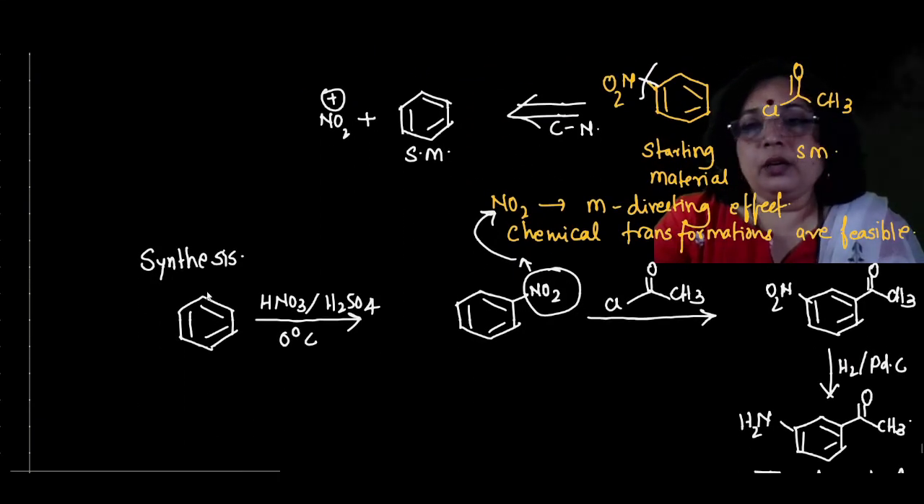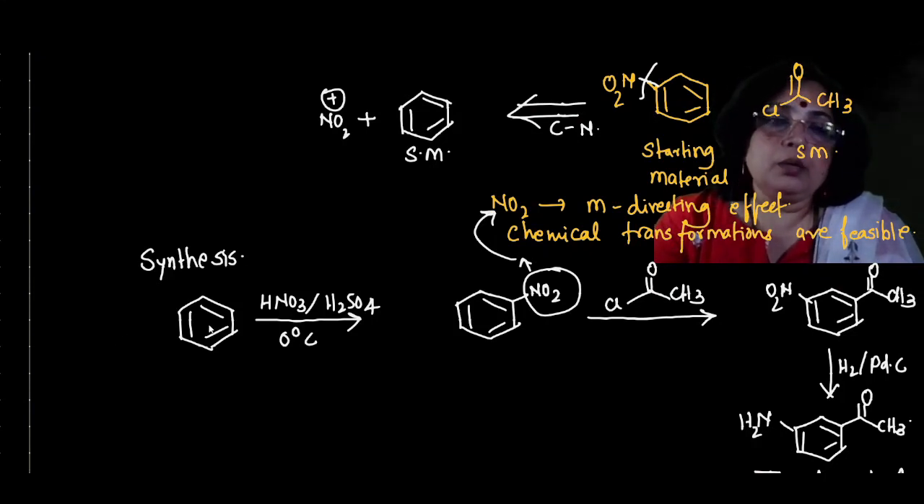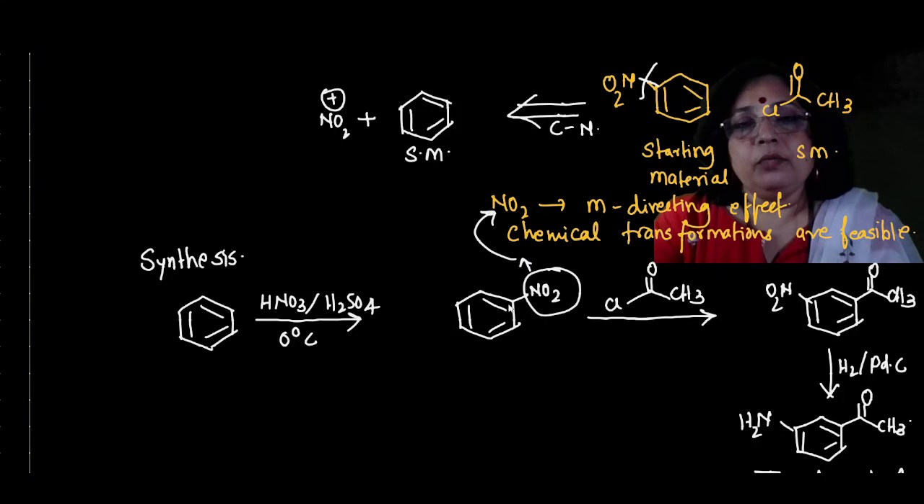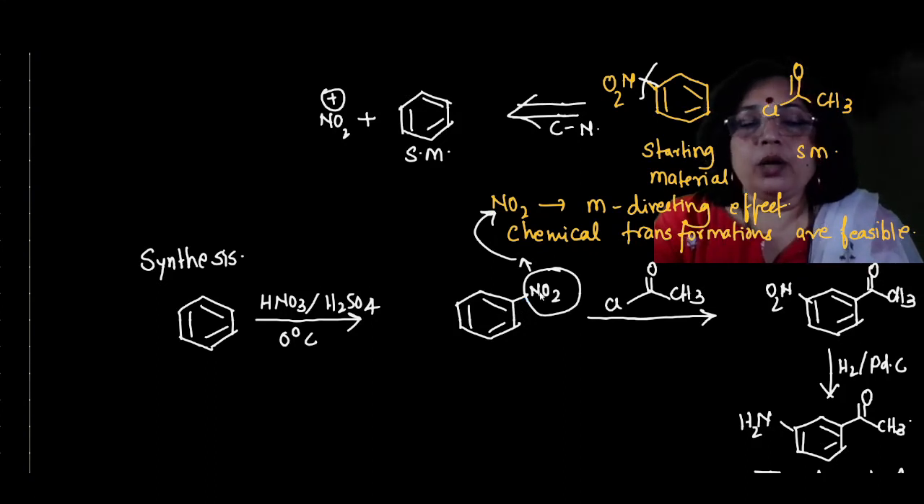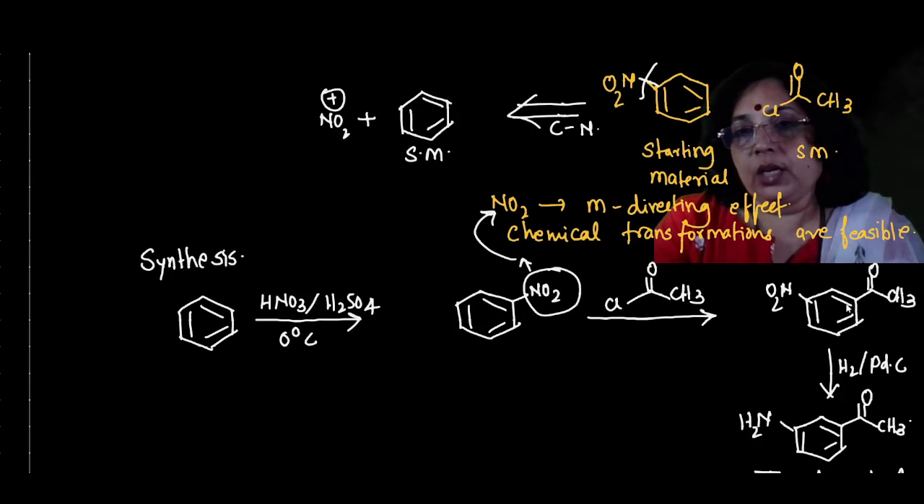Now when we start the synthesis, I have used benzene as a starting material, then one equivalent of the nitronium ion will give you a nitro substituted benzene, that is nitrobenzene. And then, as we know that the nitro group has a meta-directing effect, it undergoes acetylation and the meta position is occupied over here.